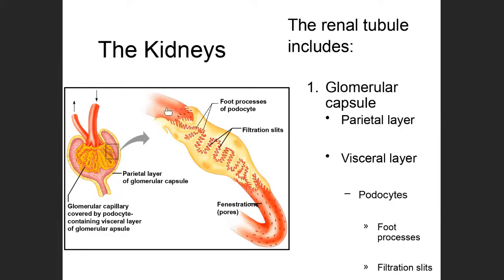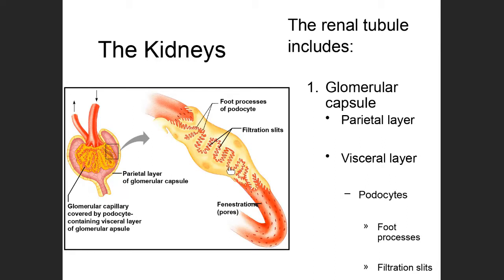Basically, if you're something that's sitting in the bloodstream, if you're in the glomerulus, or if you're in the blood and you make your way into the glomerulus, you need to be small enough, first of all, to fit through these pores, but secondly, to fit through these filtration slits that are a part of the visceral layer of the glomerular capsule. And if you're small enough to fit through those two things, you're small enough to get pushed out of the blood.